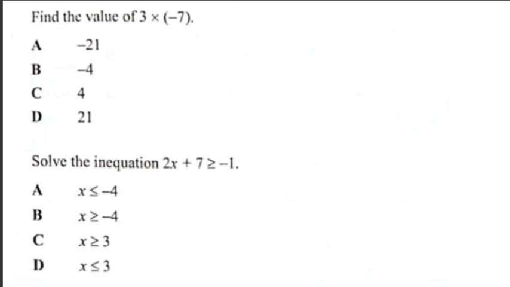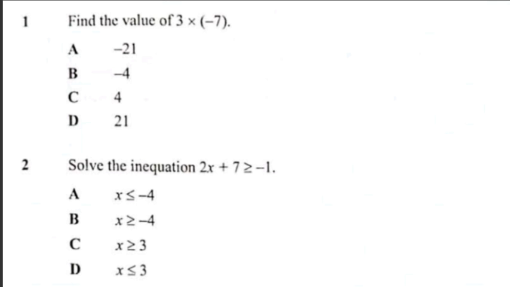Question number 1 was as follows. Find the value of 3 multiplied by negative 7. When you multiply a positive by a negative, the answer will be a negative. This is from integers. So 3 times 7 will give us 21. Now remember, 7 is a negative, so it's going to be negative 21. So the correct answer was A.